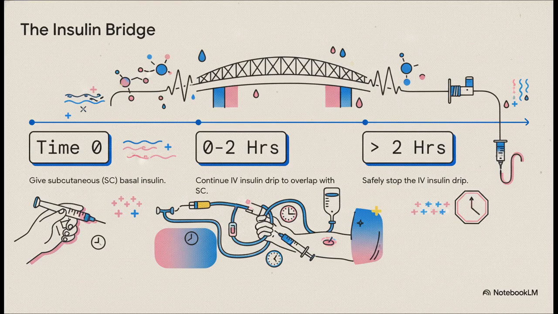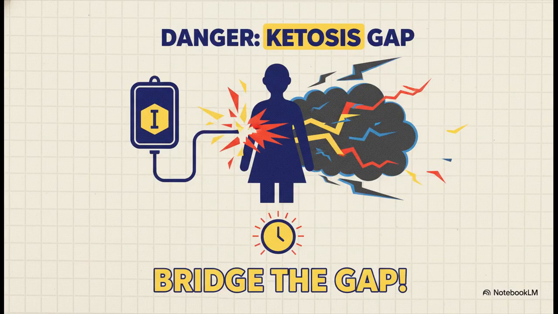The timeline is non-negotiable. First, you give the subcutaneous basal insulin. Then, and this is key, you keep that IV drip running for a full 2-hour overlap. It's only after that bridge is secure that you can safely stop the IV drip, period. And let's be perfectly clear. This isn't some friendly suggestion. It is a hard and fast rule. If you leave a patient with 0 insulin in their system, even for a moment, they will slide right back into ketosis. You have to bridge that gap, or that metabolic storm comes right back.